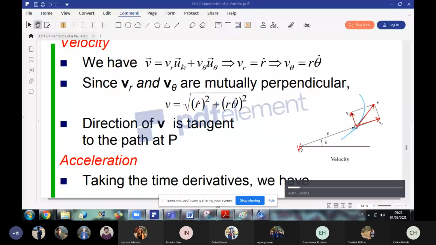Then the second component of velocity is also more complex. Why? Because I have the second term, which is R theta dot U theta.